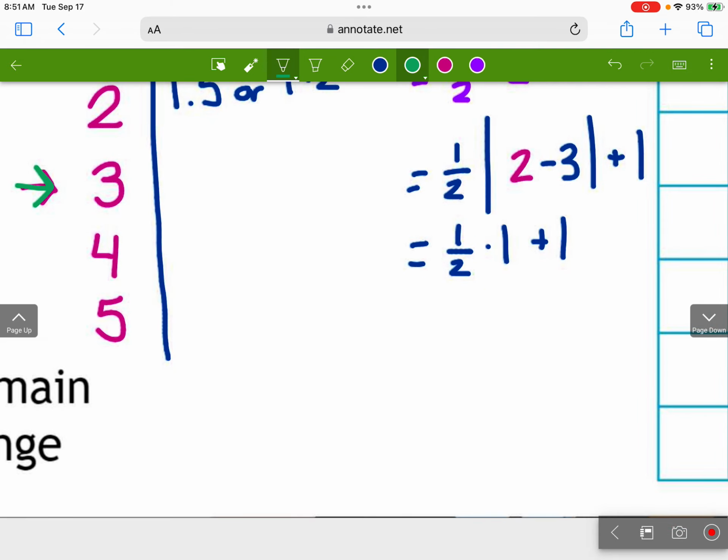Continuing on in our plug and chug journey, we're going to do 1/2 times the absolute value of 3 minus 3. What is 3 minus 3? 0. What's the absolute value of 0? Times 1/2 plus 1.